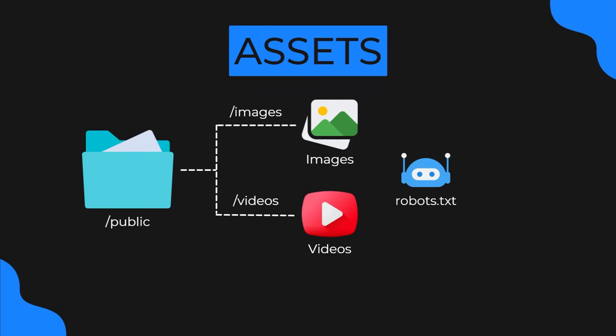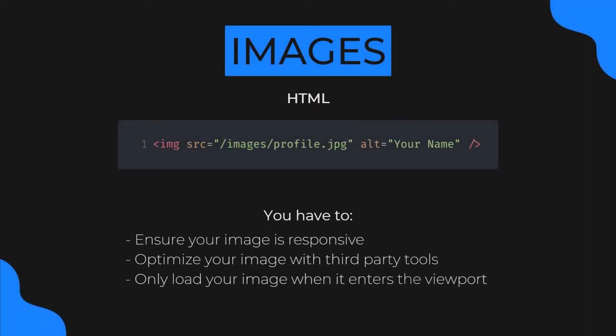With regular HTML, you display an image in the browser in this way. However, this comes with many downsides you have to take care of, such as ensuring your image is responsive on different screen sizes, optimizing your images with a third-party tool or library, and only loading images when they enter the viewport. Next.js removes this hurdle by offering a custom React component that takes care of all of those, the image component. Let's see a practical example.